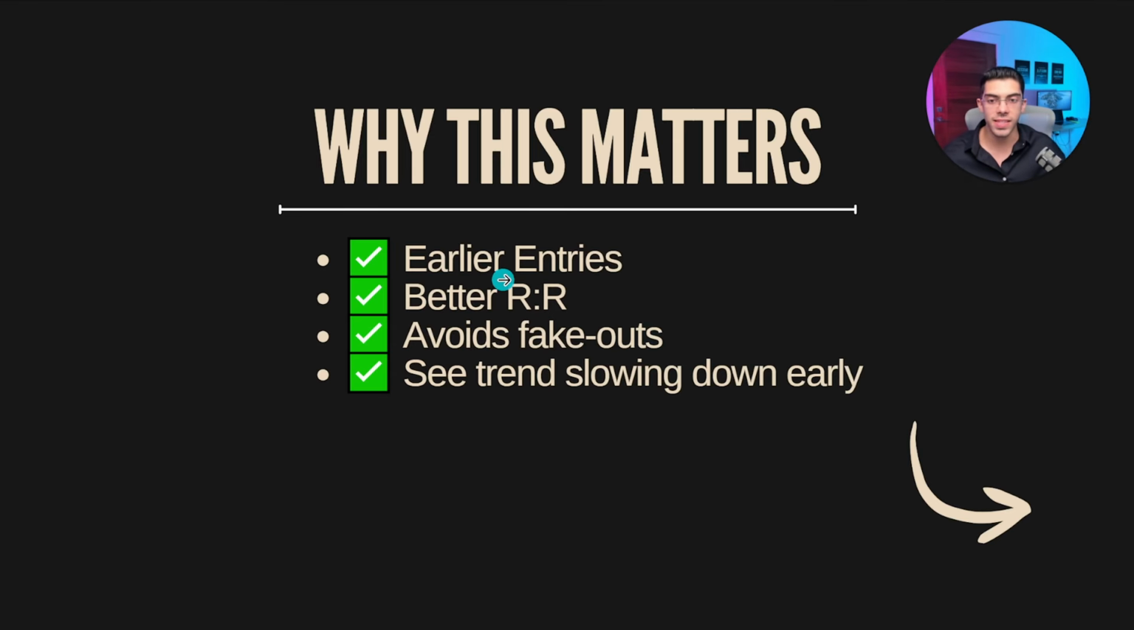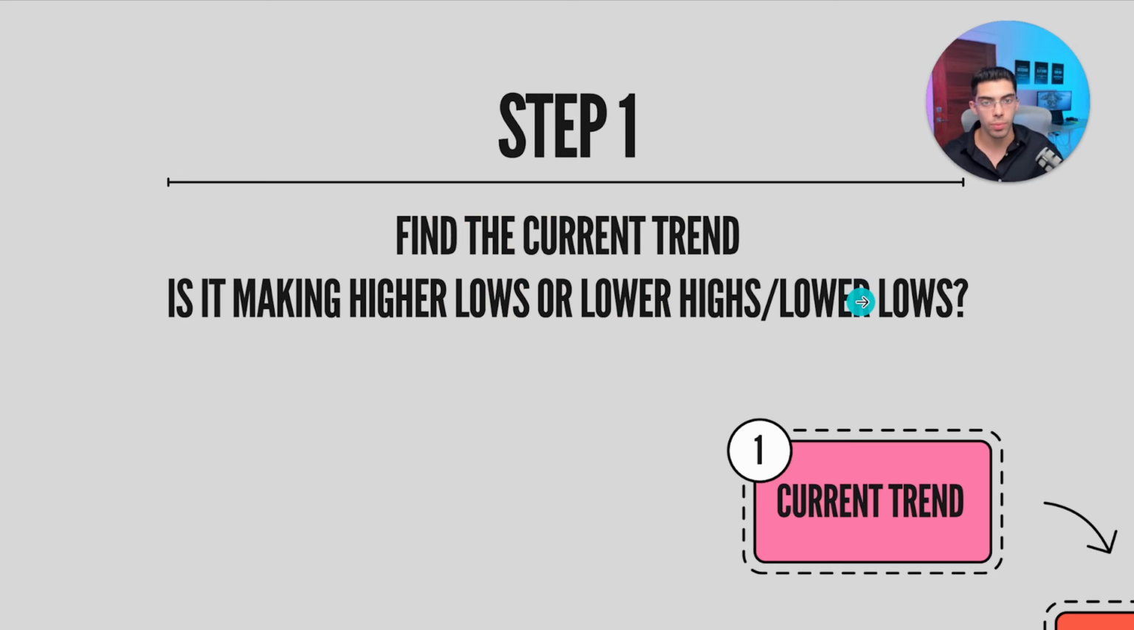Now, why does this matter? You're going to get earlier entries, right? So you're going to enter in at a better price. You're going to get better risk to rewards. You're going to avoid a lot of losses and fake outs. And you're going to be able to see the trend slowing down before it happens. So you can avoid losing the trade. You're going to be able to see where the market's going to go before it actually happens. So this is very, very important. Let's get into the 5-step process.